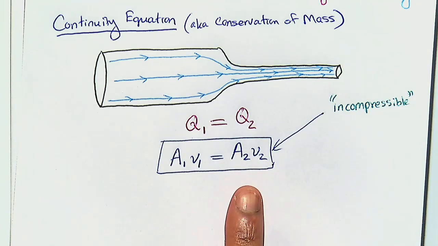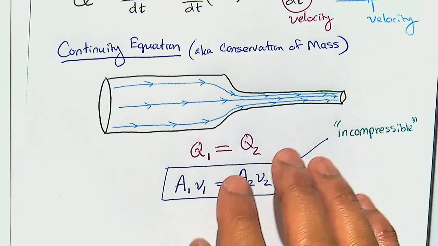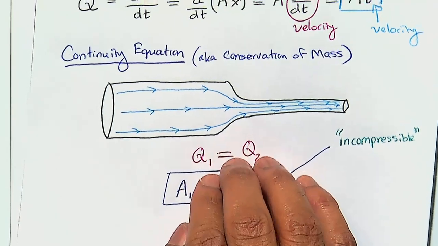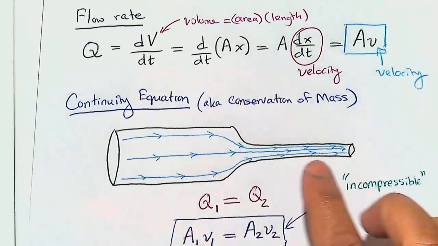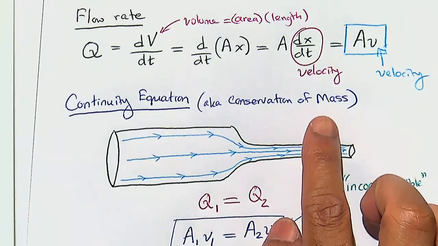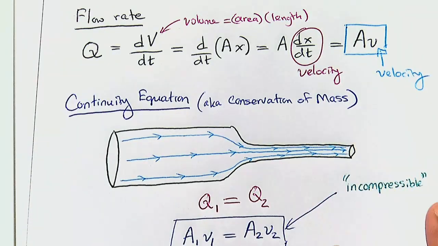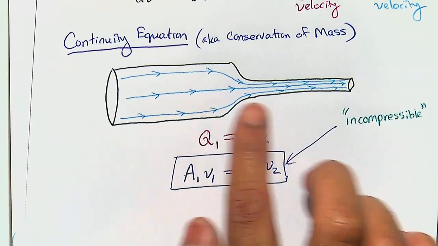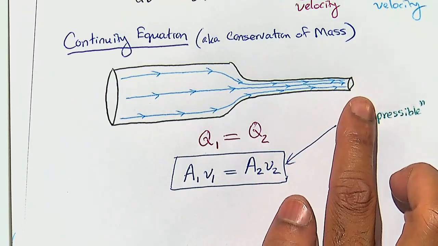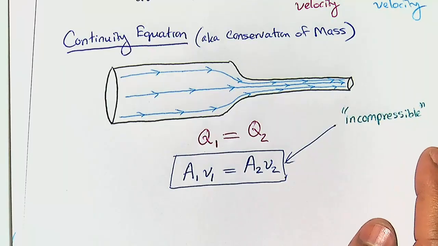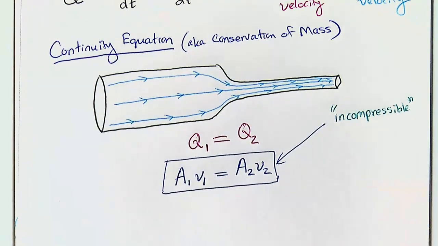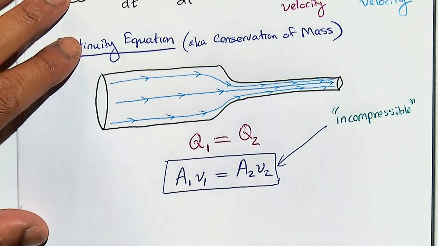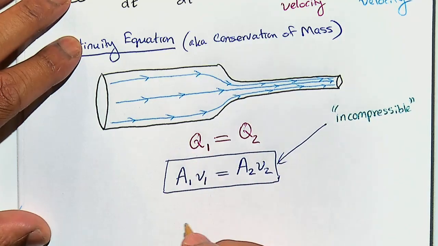You can generalize this, and the way you generalize this is not to start with the flow rate, not to think about volume per time, but to go all the way to the beginning, to the more fundamental idea of conservation of mass. I know for a fact that if I send a certain amount of mass through this, that certain amount of mass better come out the other side, compressible or not.